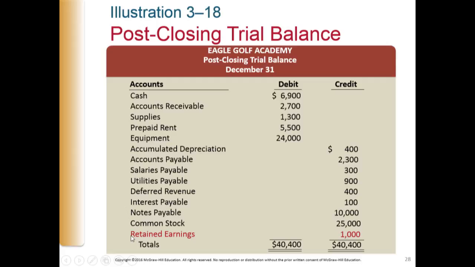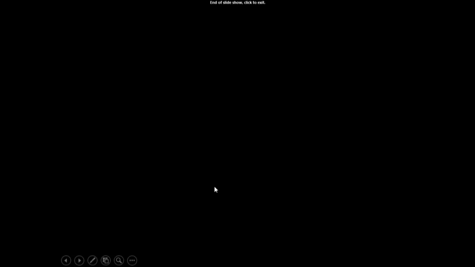Our revenues and our expenses are not on this trial balance because we've closed them out, so they have a zero balance, so they don't even appear on the post-closing trial balance. So this one is fairly short. You should be left with accounts that are either assets, liabilities, or equity accounts. And again, your debits and credits should be in balance.